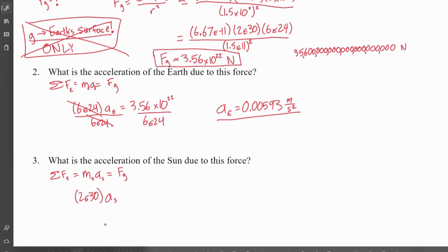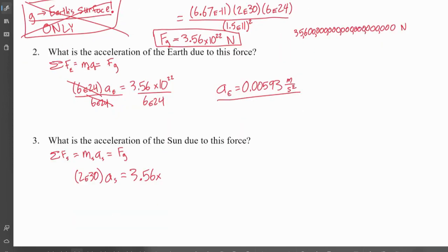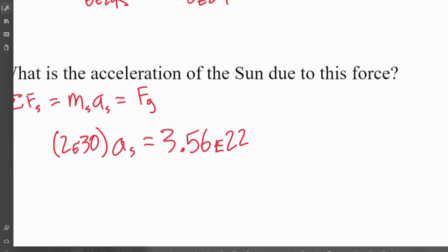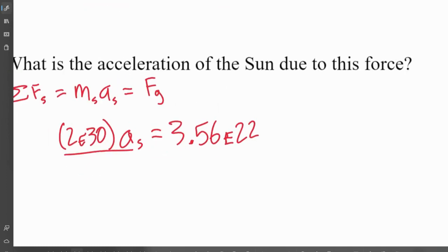We'll solve for the acceleration of the sun, and it's the same force between them thanks to Newton's third law. Newton's third law makes our life pretty easy. So times 10 to the 22nd. And you'll notice I go back and forth between E and times 10 to the, they mean the exact same thing. So E22 means the exact same thing written either way. Now we'll just divide by 2e30 to get acceleration on its own. Divide by 2 times 10 to the 30th.